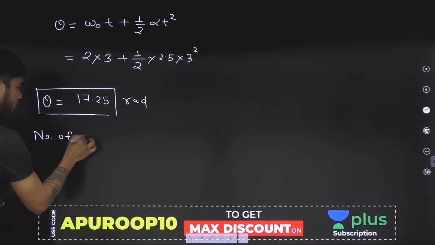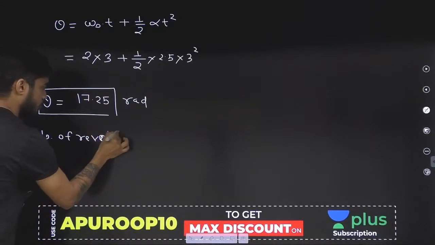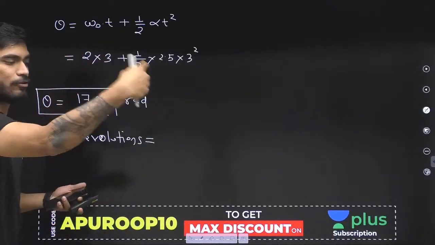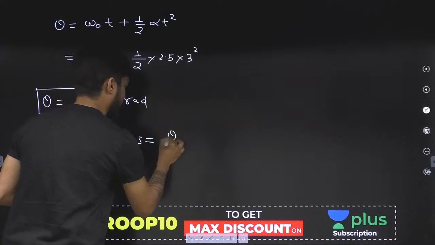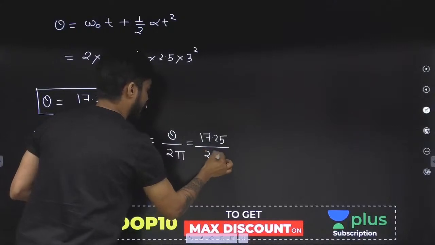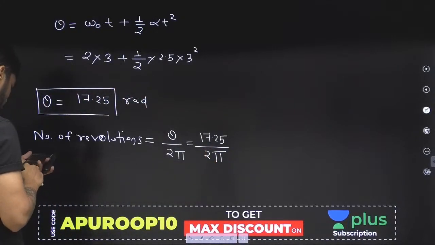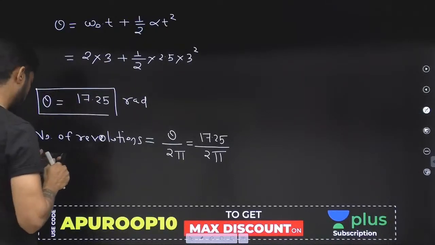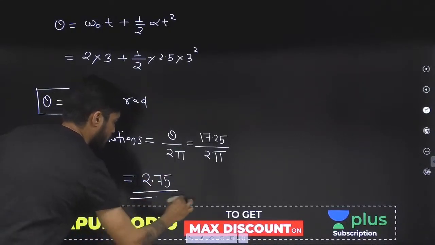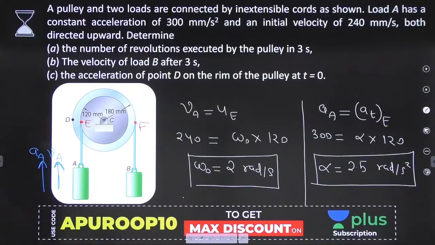But I don't want theta, I want the number of revolutions. One complete revolution means 2 pi radians. So it will be theta by 2 pi, 17.25 divided by 2 pi. How much are we getting? Around 2.75. So this is the answer of question A. It will execute 2.75 revolutions.